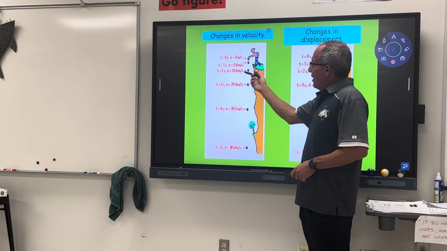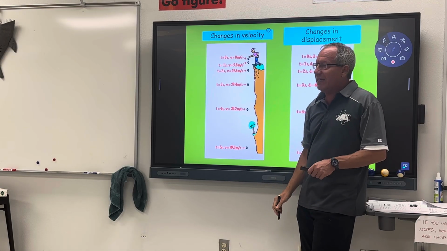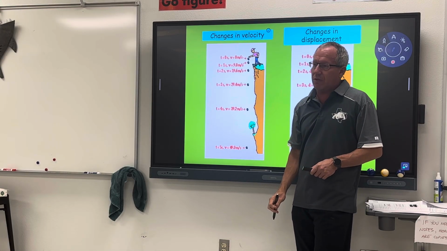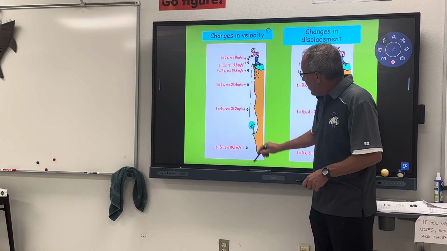After 2 seconds, it's going to be negative 19.6 meters per second, towards the origin or towards the Earth. And it's going to get faster and faster as it drops.